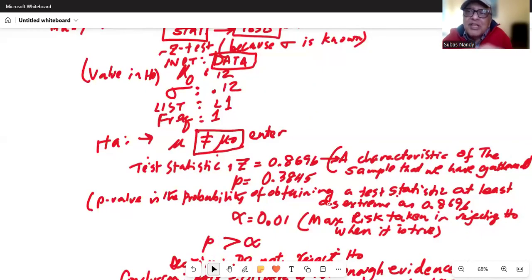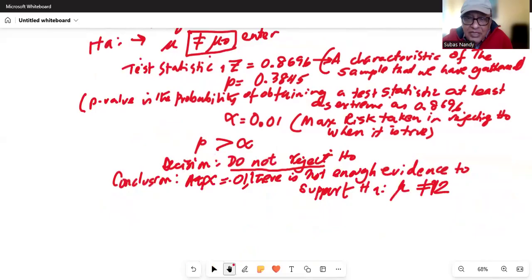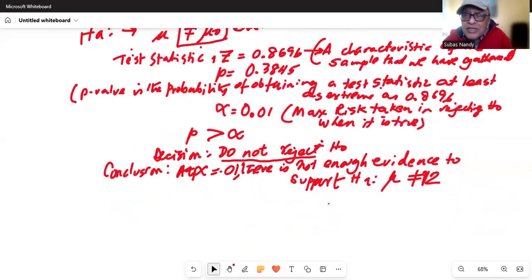Compare this p with the level of significance. P is greater than alpha. Hence, we do not reject H0. If we do not reject H0, we can say there is not enough evidence to support the alternate at alpha equal to 0.01. The level of significance is 1%.